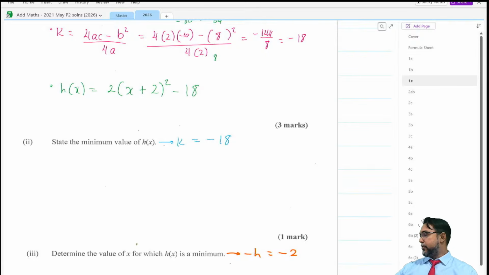Right, can I go into question 2? Wait, can you explain part 2? Right, the minimum value of a quadratic is always the k value. Is that what you think? I thought I heard you say max. Minimum. That's correct. Wait, but they asked for the value of x. Determine the value of x which makes h of x a minimum, and that's minus h. I know.